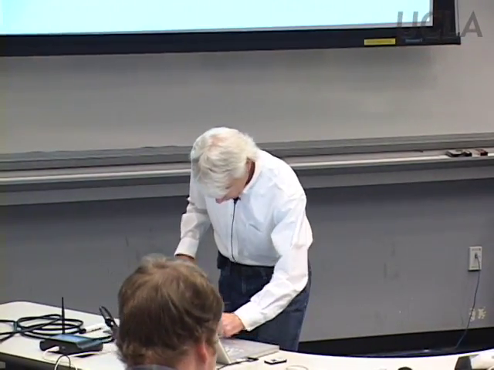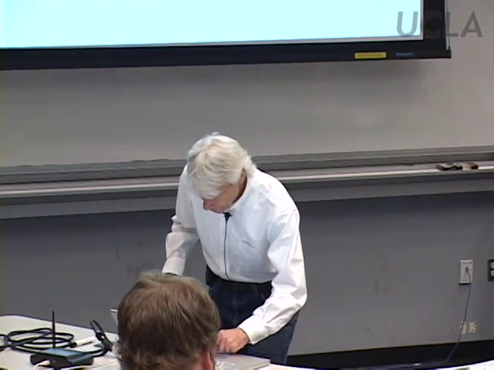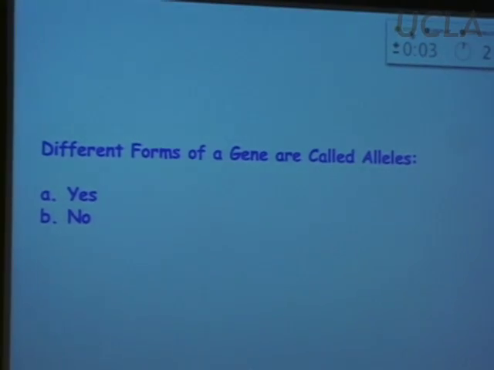OK, what about this variability? So let's try this. Well, I already did that. So let's go for this. Different forms of the gene are called alleles. Yes or no?